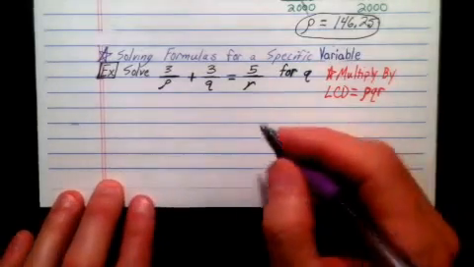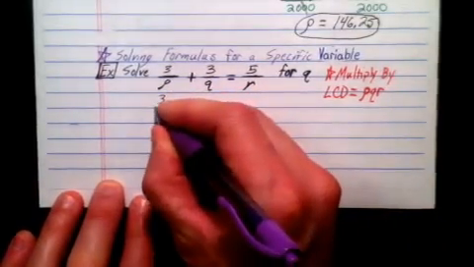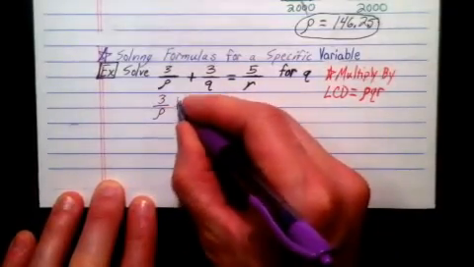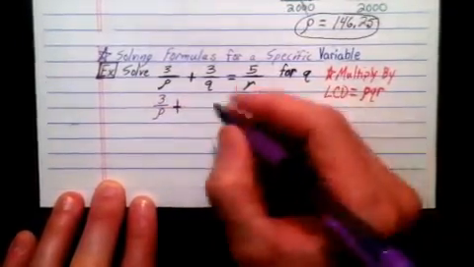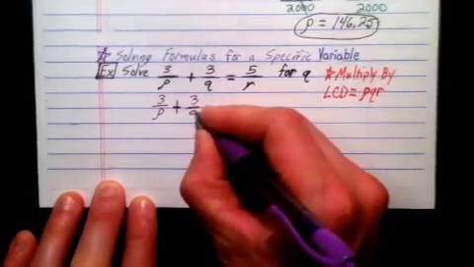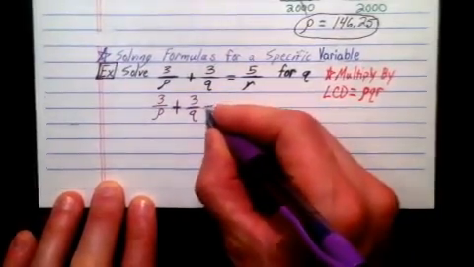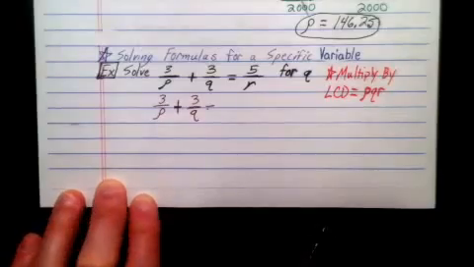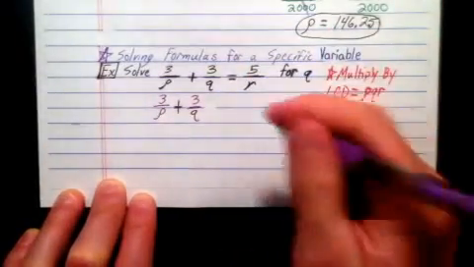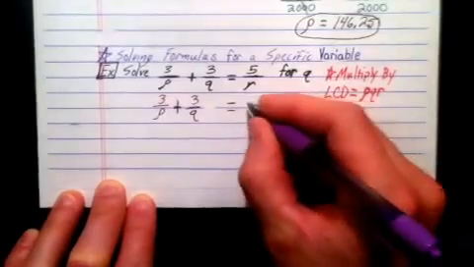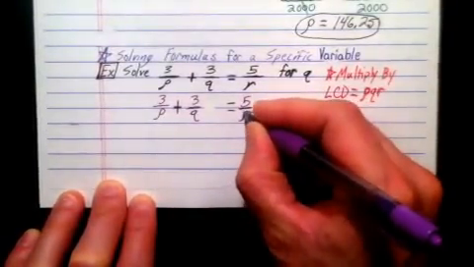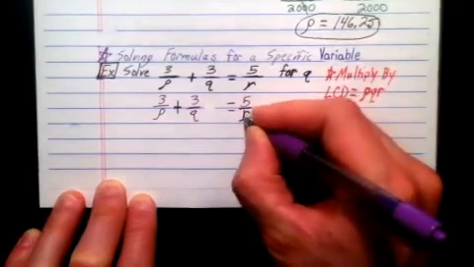So we can rewrite our problem, 3 over P, and just leave some room on either side of each fraction to multiply by our LCD. 3 over Q. Sorry, I need to leave some room there to multiply. That's going to equal 5 over R. Okay. So there's our original expression.